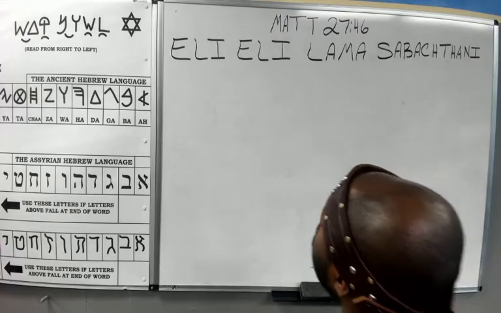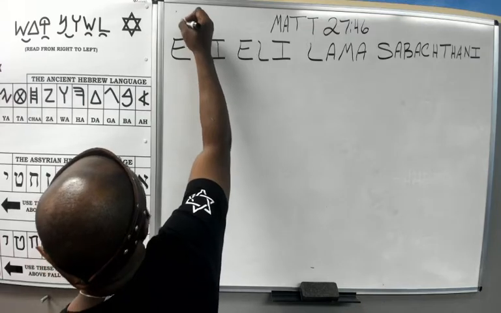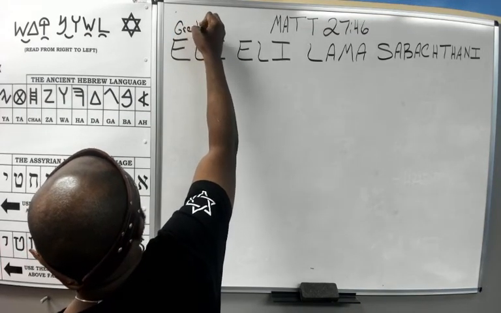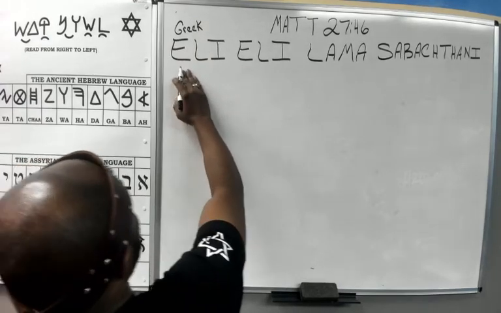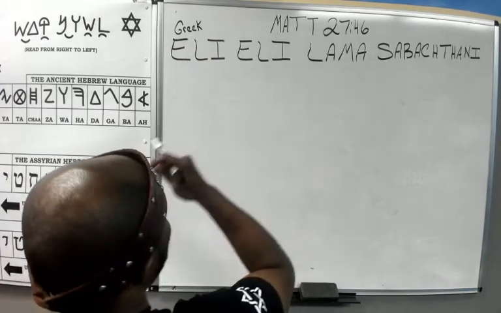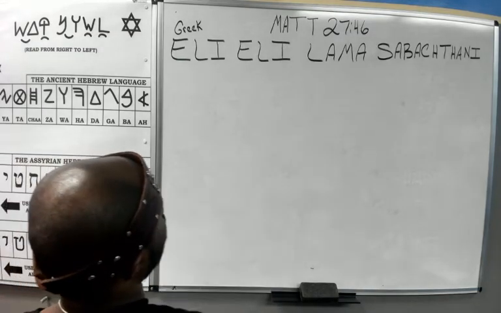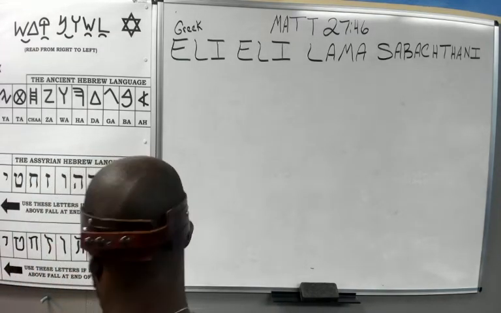All right, so this is Greek right here, and the way you know this is Greek is because there are e's in this language. There are no e's in ancient Hebrew. That lets you know right off the bat that this is not Hebrew itself.